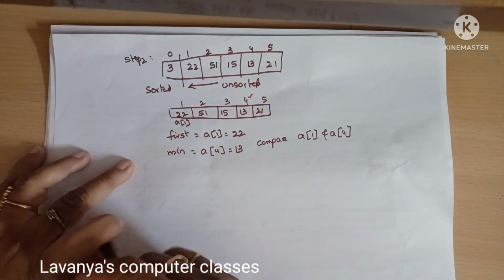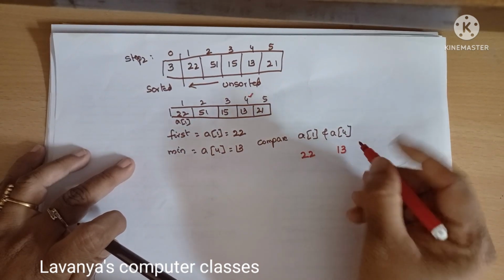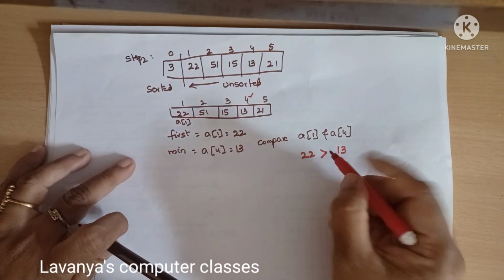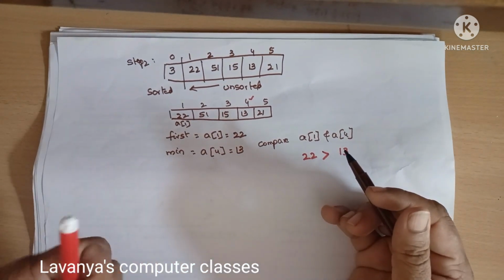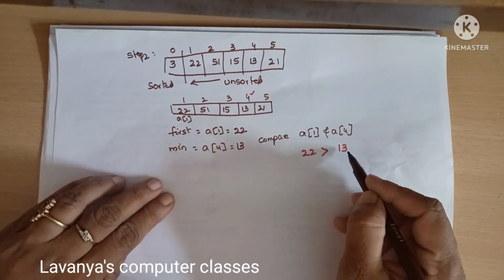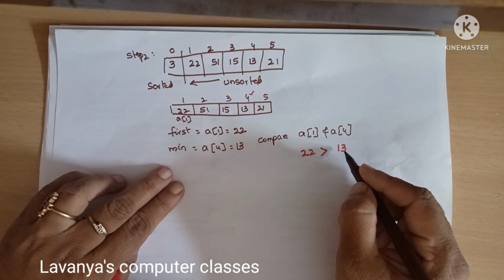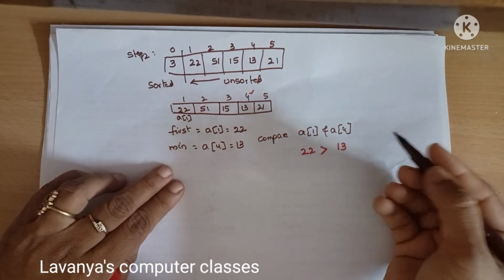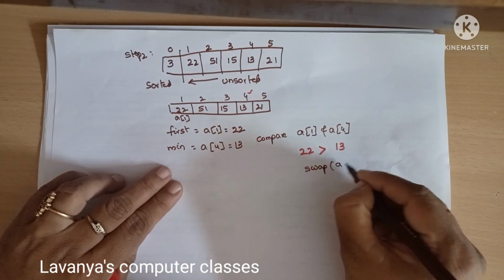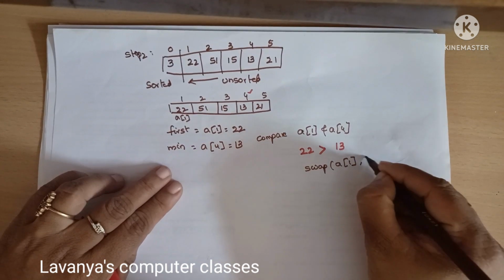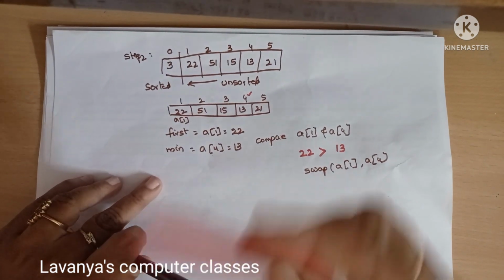A of 1 value is 22. A of 4 value is 13. So A of 1 value is bigger than A of 4. But according to our sorting procedure, the first element is always smaller than the next elements. Here the first element is more than the next element, so just swap it. Which elements do you have to swap? A of 1 and A of 4. That means these two elements are swapped.